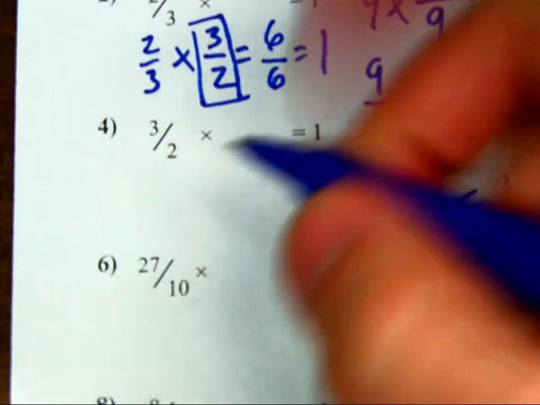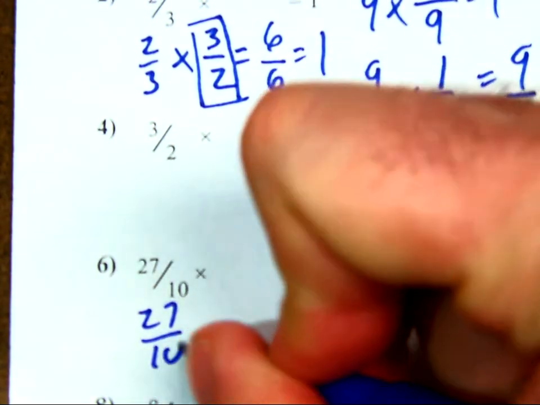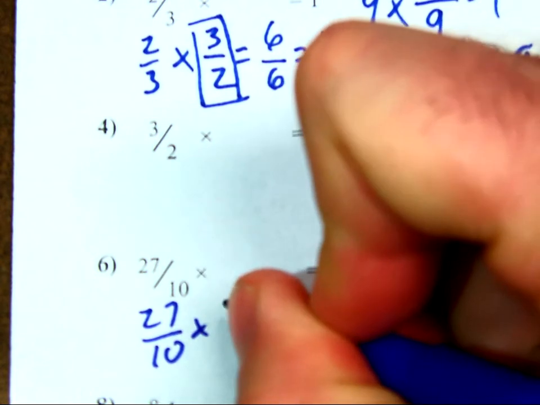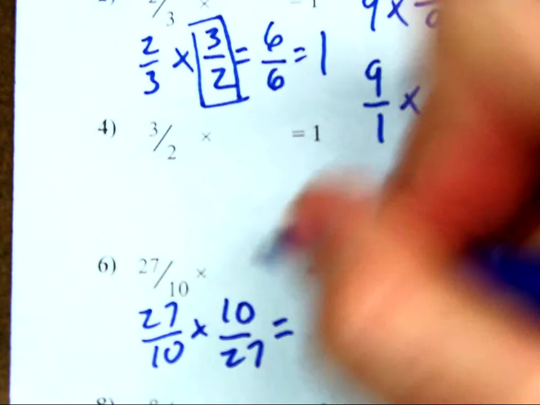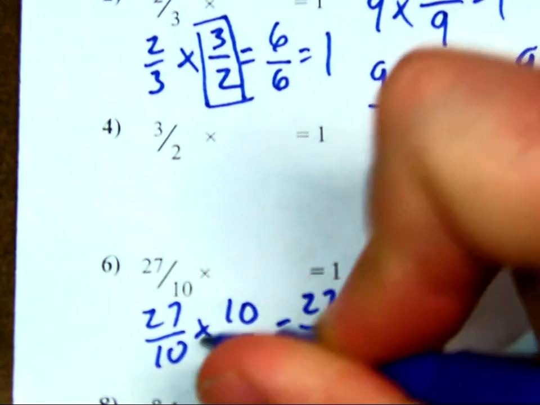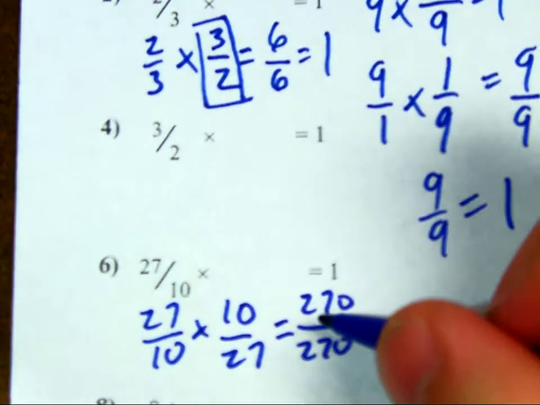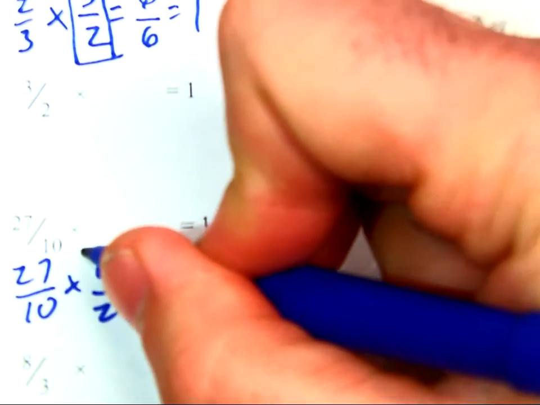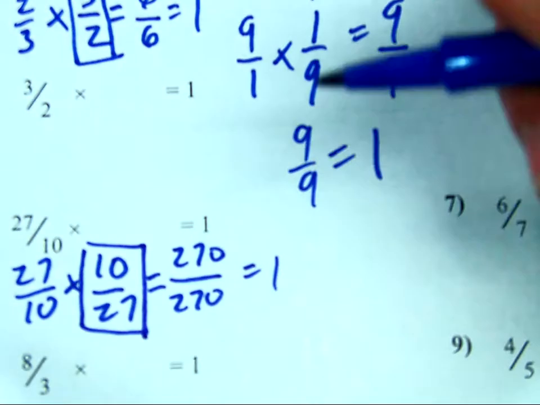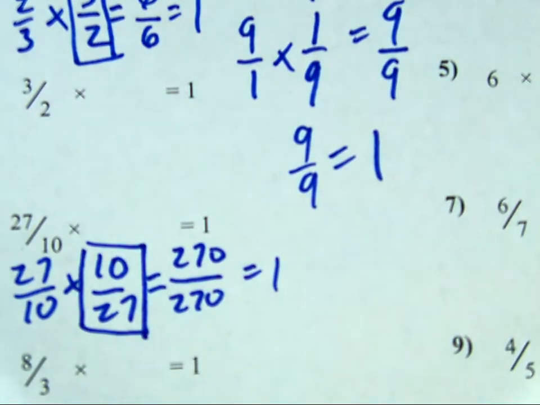Let's go down to number 6, a little more complicated. 27 over 10. If I multiply times its reciprocal, 10 over 27, that will equal 270 over 270. Anything divided by itself equals 1. My reciprocal of 27 over 10 is 10 over 27, or 10 27ths. That's how you find reciprocals.